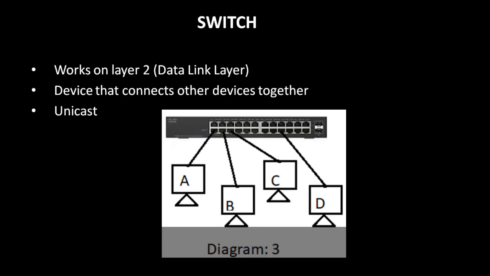Now we'll talk about switch. A switch is a device in a computer network that connects other devices together. As shown in this diagram, all of the machines will be able to communicate with each other through switch. Unlike hub, switch does unicasting, which means it will send the data to its destination, whereas hub used to broadcast the data to each and every machine present in the network. And switch will be sending the data to its destination only.